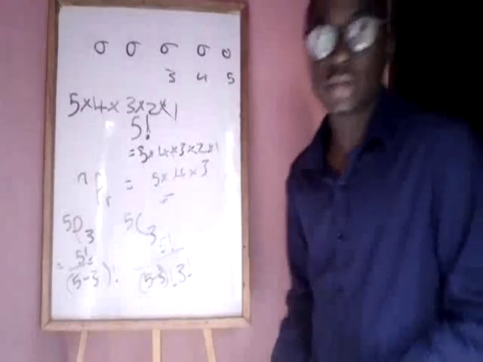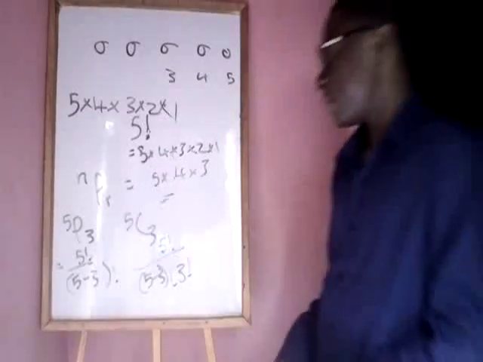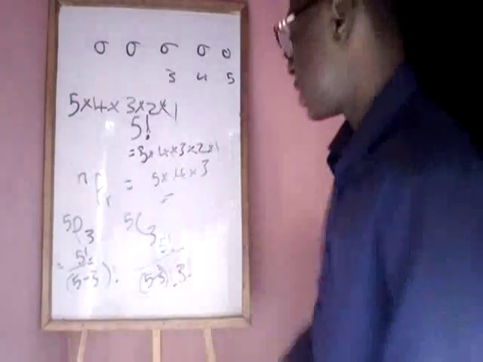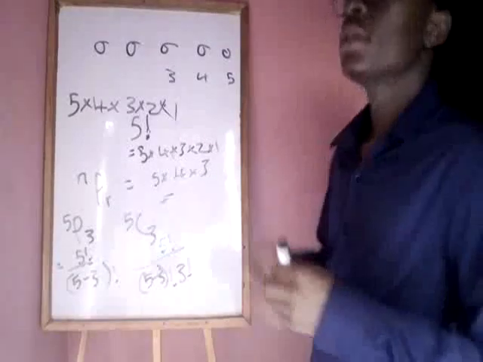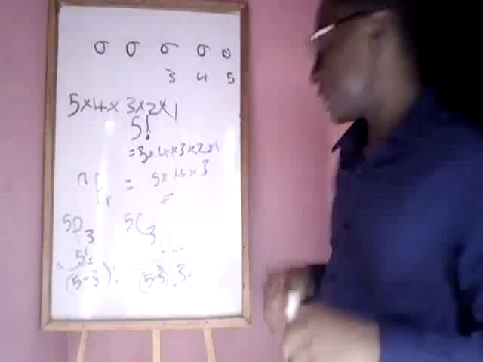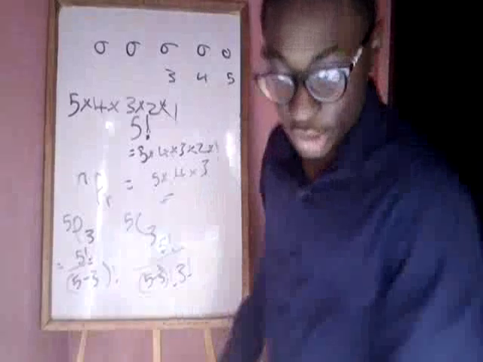So I hope you understand that concept: 5 minus 3 factorial and 3 factorial. In this case, I hope it is explanatory enough. So basically, let's move on to this concept of questions.